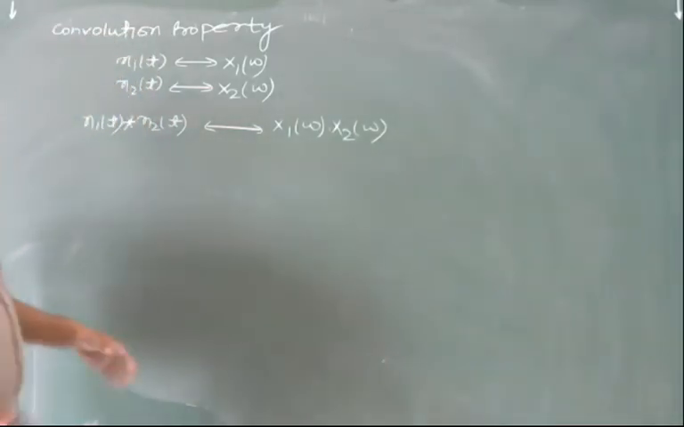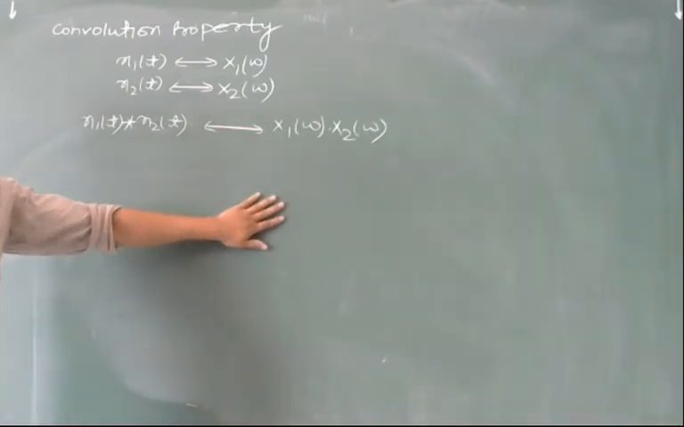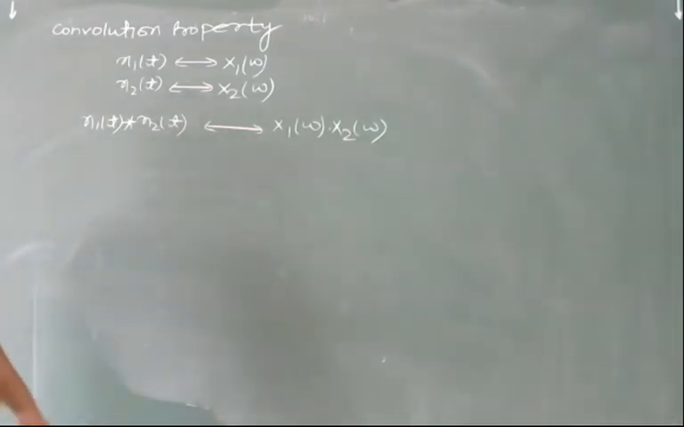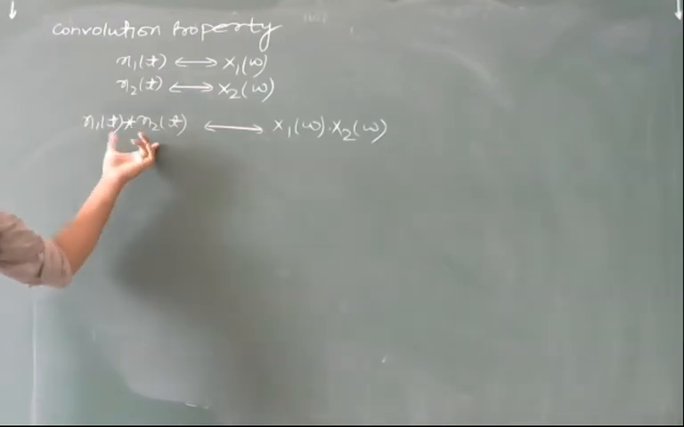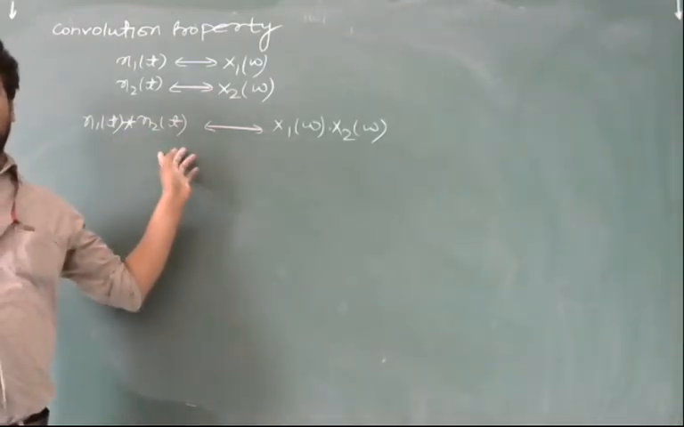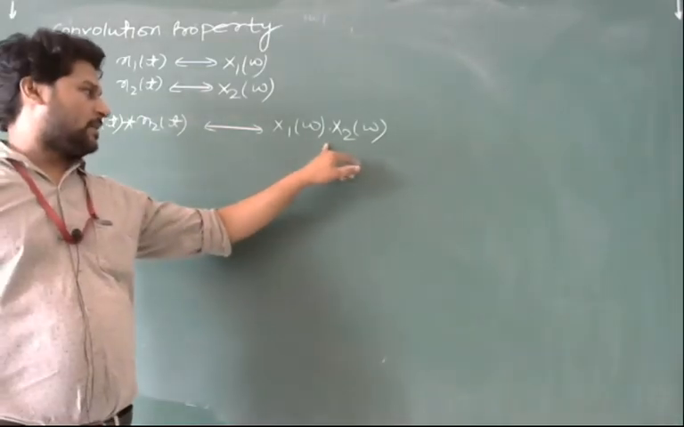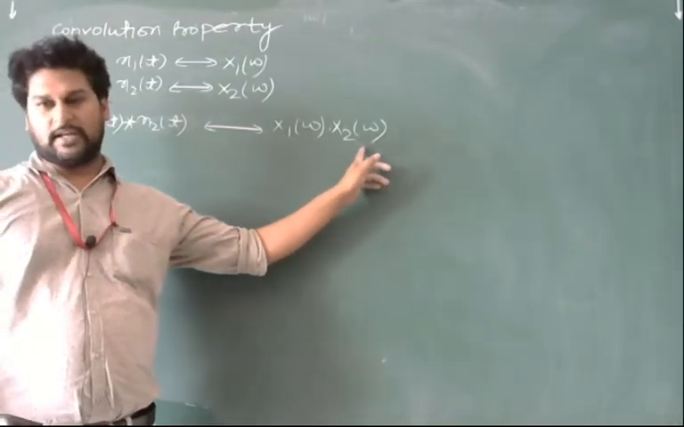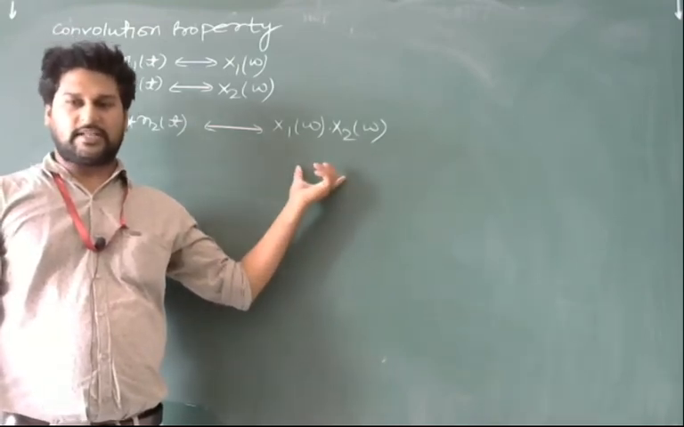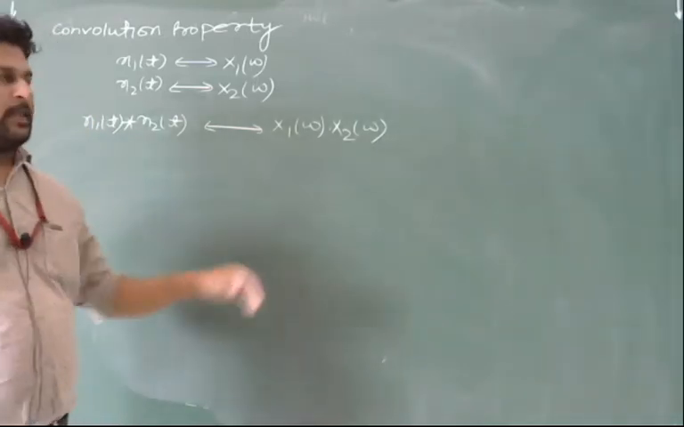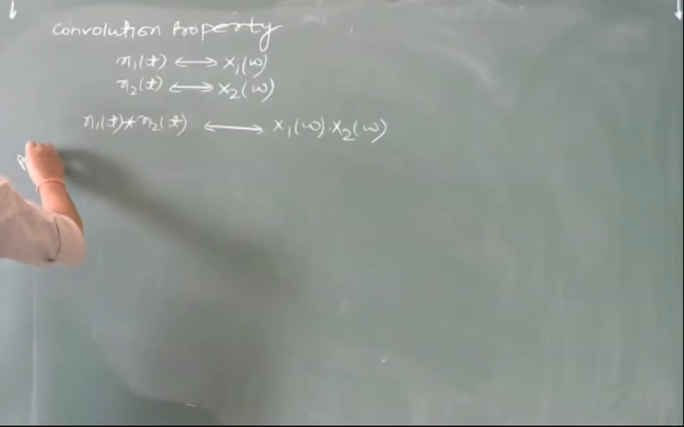This is another most important property of the Fourier transform, which states that if we take the convolution of the signals x1(t) and x2(t) in the time domain, then the signals X1 and X2 will be multiplied in the frequency domain. This will make the calculation of convolution very easy. First, we will look at the proof of this statement.